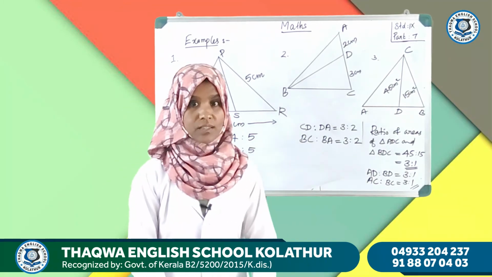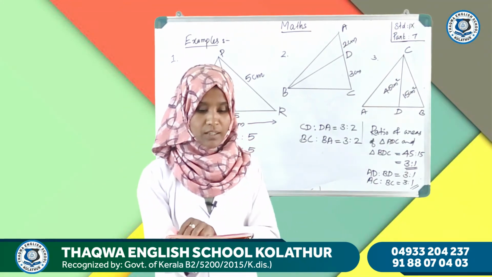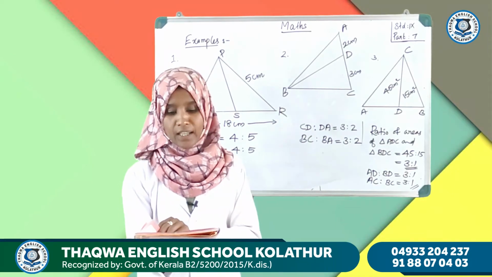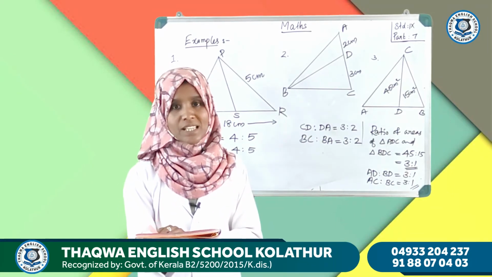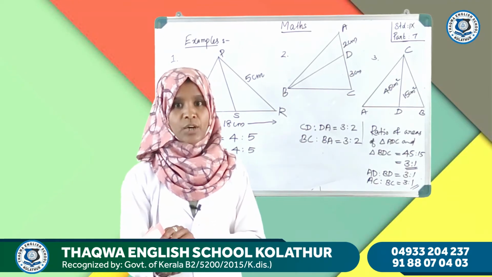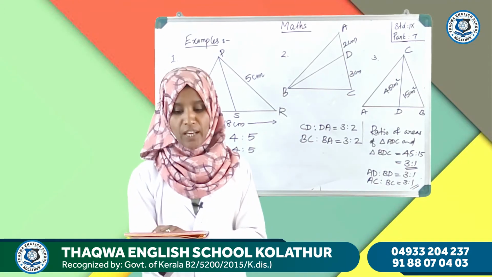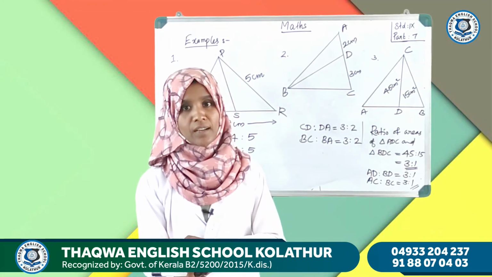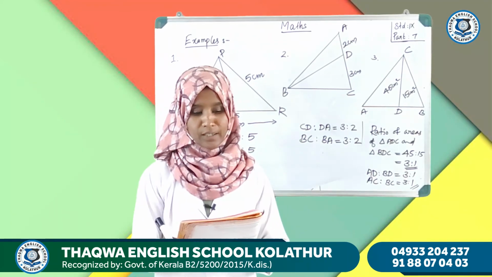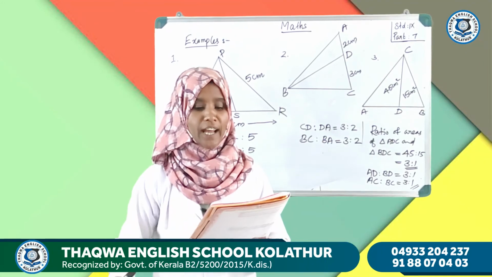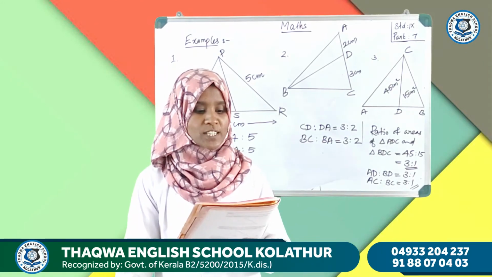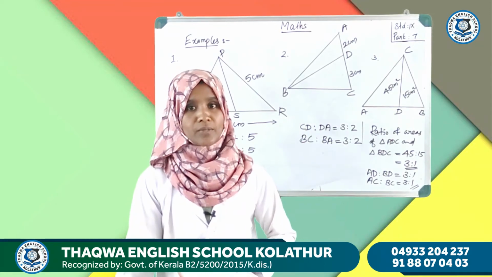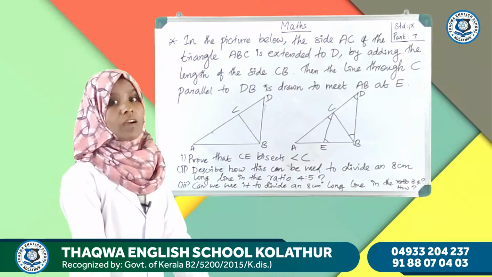Yes. So I repeat the concept. In any triangle, the bisector of an angle divides the opposite side in the ratio of the sides of the angle. Listen, all of you.